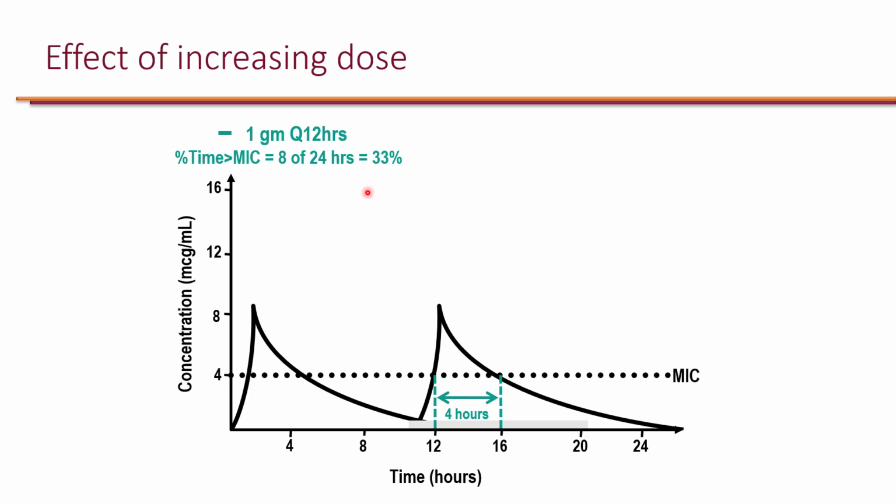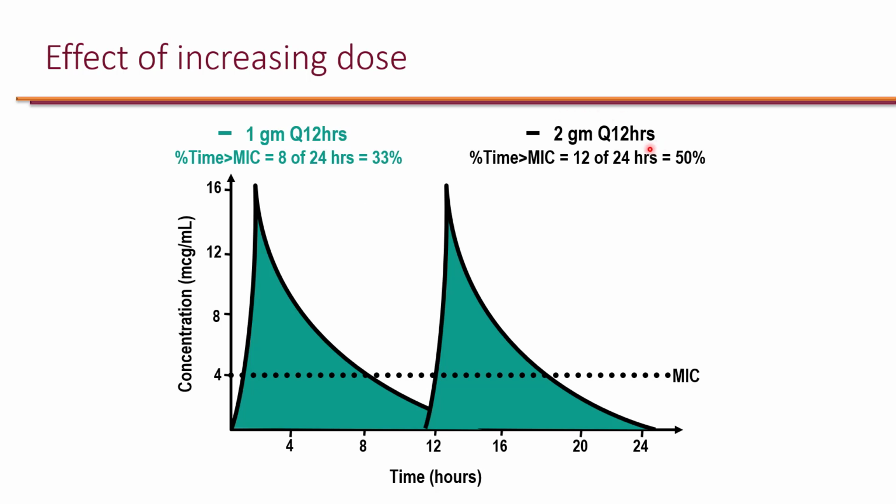Now, what happens if we double the dose? Instead of 1 gram every 12 hours, we do 2 grams every 12 hours. And you can see that you get a much larger peak. However, that doesn't necessarily translate to double the time above MIC. So what happens is that instead of 4 hours above MIC, you get 6 hours time above MIC for each dose. So overall, it's about 12 hours out of 24, which translates into 50% time above MIC. So by doubling the dose, we increase time above MIC.